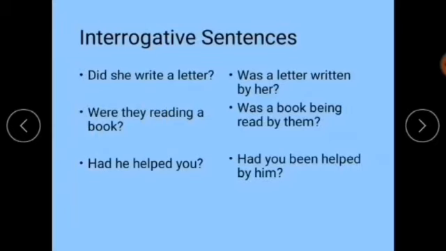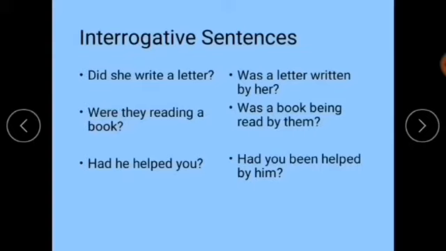Interrogative sentences. Did he write a letter? Here you must know did. Did she write a letter? If did is there in simple past, then after it you will always use the verb's first form. Did she write a letter? But when it is changed into passive, in past, was a letter written by her, and in passive form we always use the verb's third form.